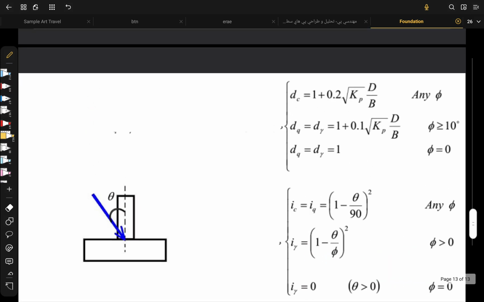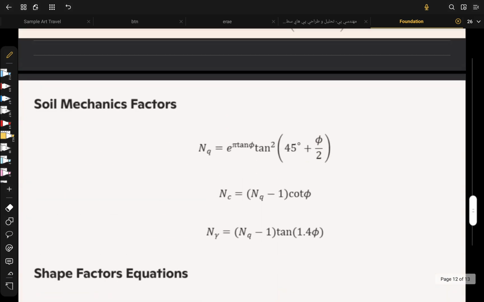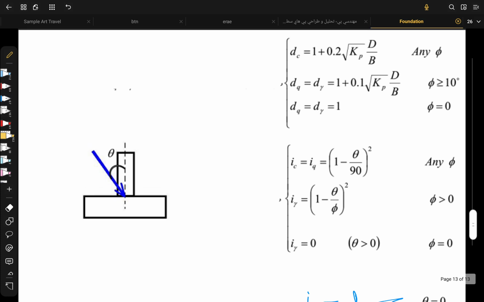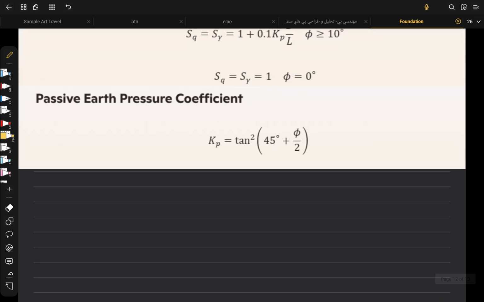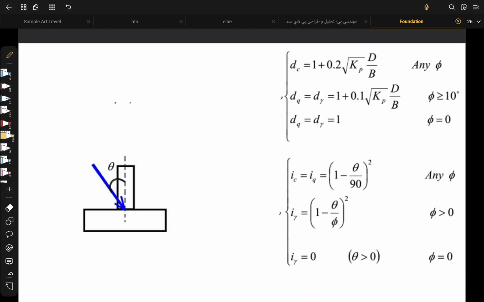Now, we have another thing to say. We have Dc and Dq and I. There are two kinds of factors that we use, that we find from the theta. Theta is the load angle that happened to us, and we can find them by finding the theta, and after that using this equation.